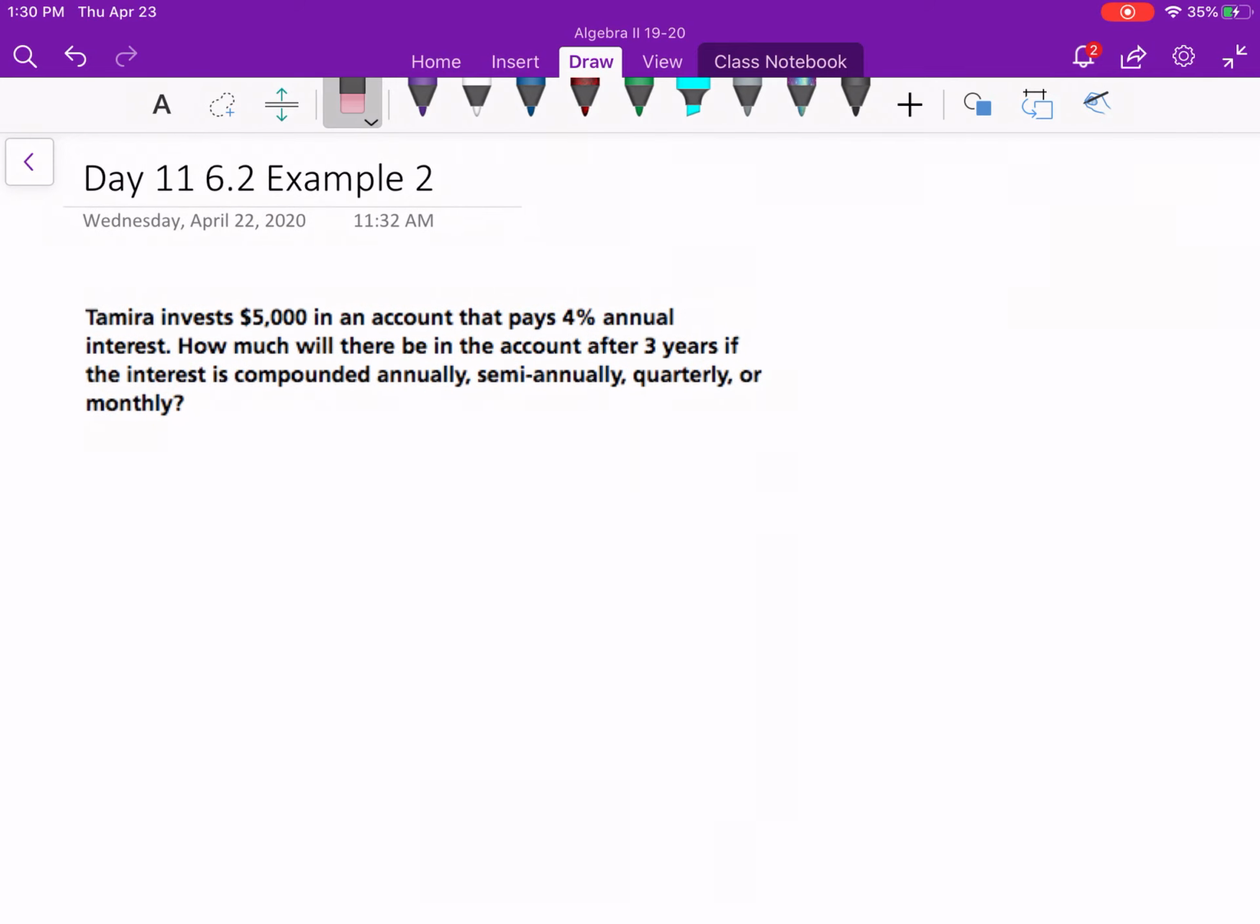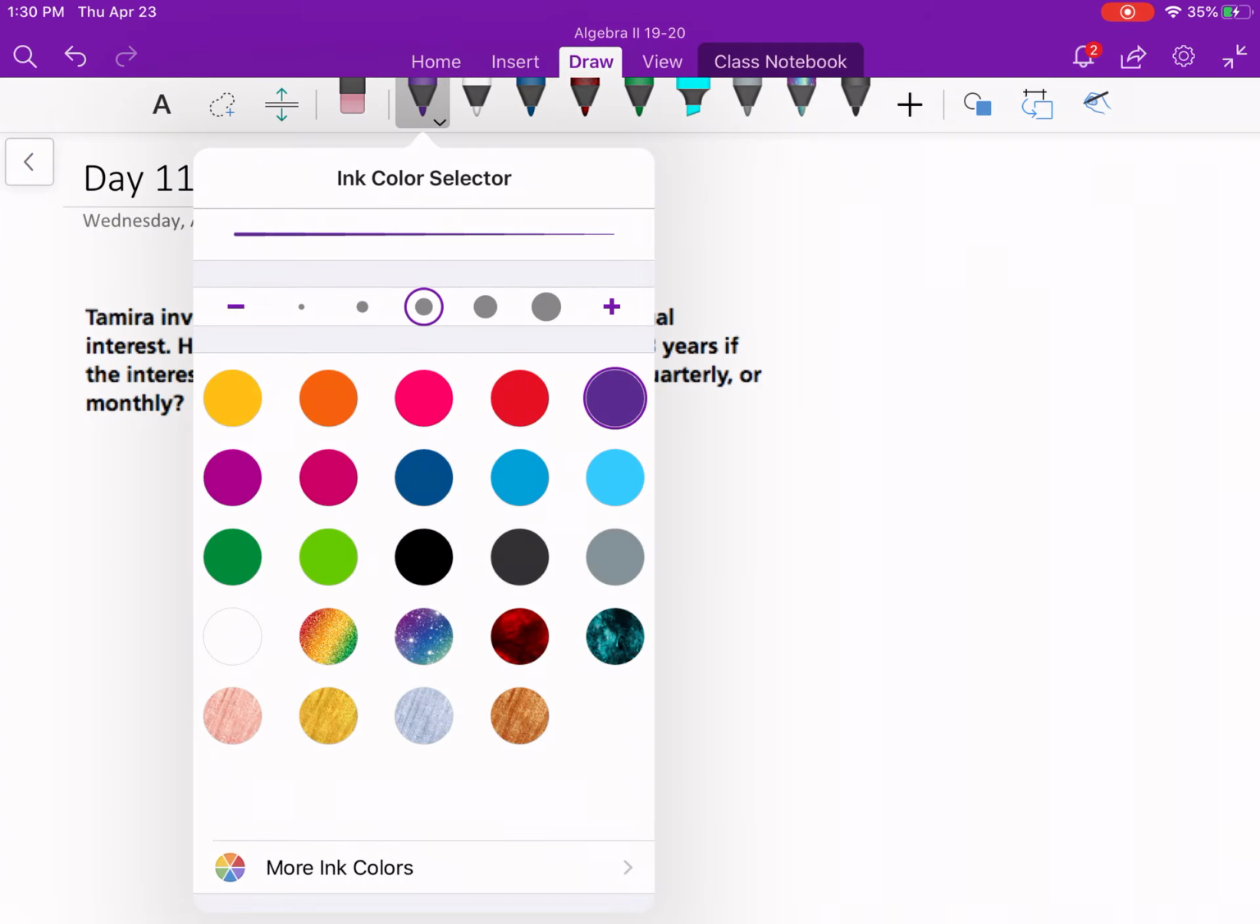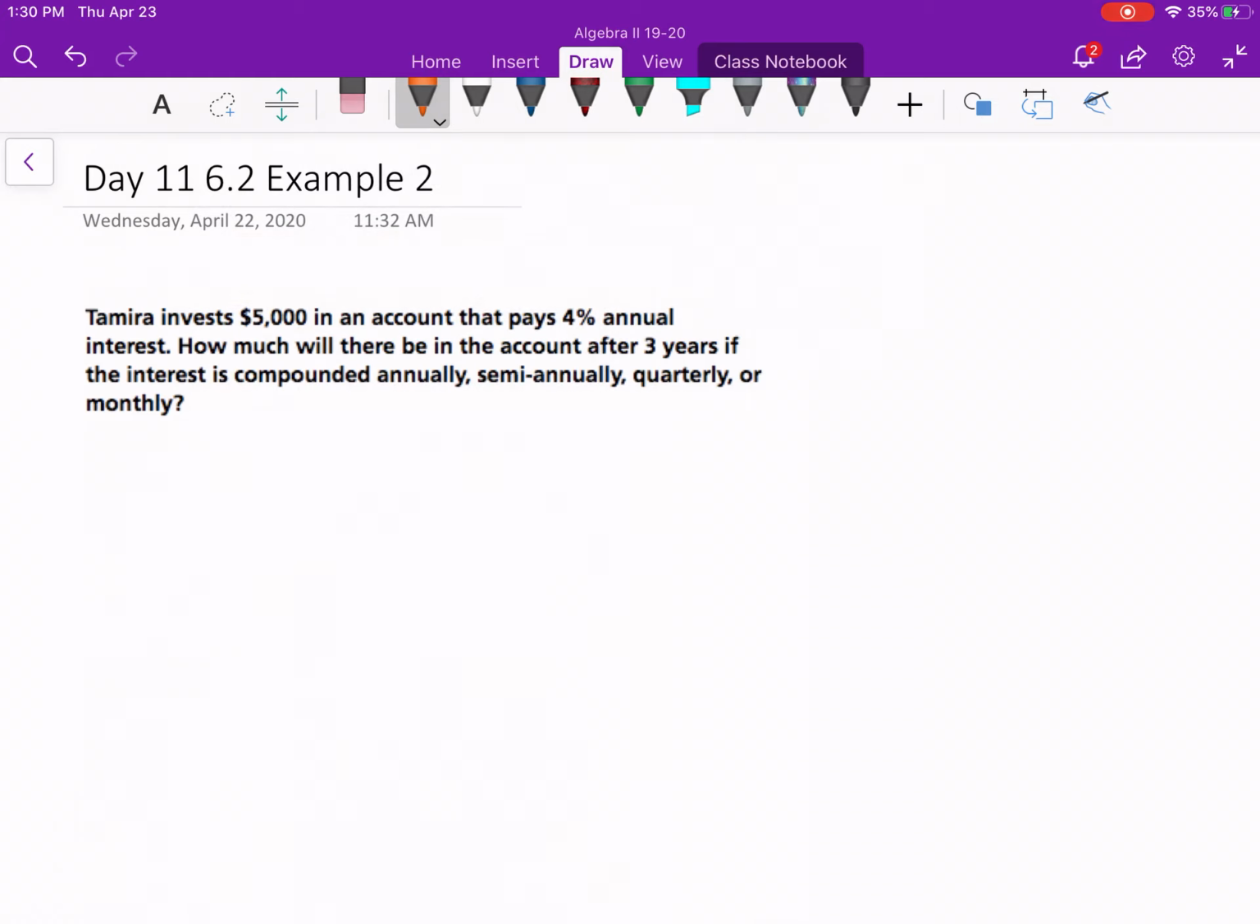This is day 11. We are working our way through 6.2. This is, in fact, one of my favorite lessons to teach, because you guys always ask, when am I going to use this in the real world? And this is the good stuff that you're going to use in the real world. If we were in class, we'd do a ton more examples on buying a house and buying a car and all of that good stuff, but we're going to summarize it for you now.